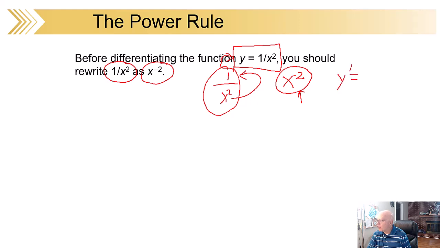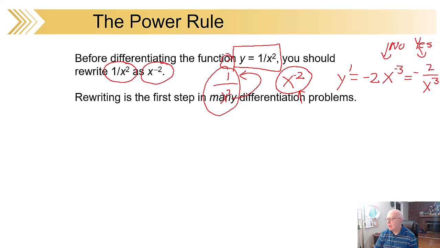So what's the derivative of this thing anyway? What is y prime, or the dy dx? Well, bring that negative 2 out front. What's the new power of x? I'll subtract 1 from the negative 2, and there's your derivative. But better written as negative 2 over x cubed. There's the derivative. Don't leave it like this. Write it like this as your answer, okay? Next.